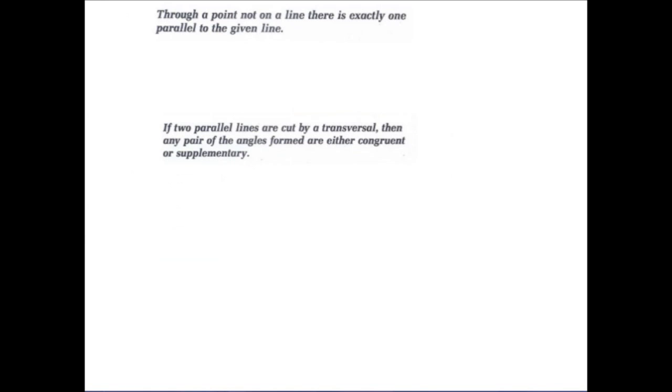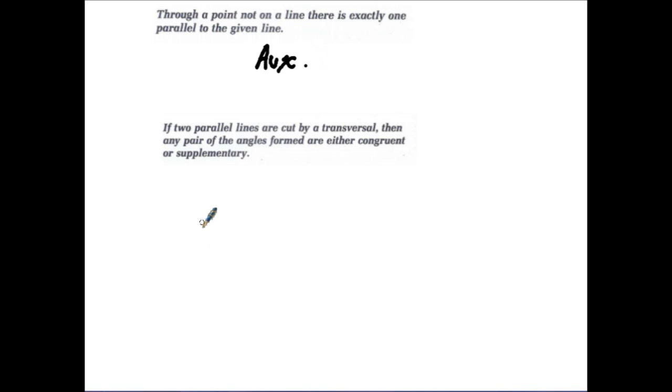So we start off with a postulate and a theorem. Our postulate reads, through a point not on a line, there is exactly one parallel to the given line. Which means when we do an auxiliary, we can purposely, intentionally, draw a line such that it's parallel to our given line. That's how that's going to work. This is going to be applying to our auxiliary.